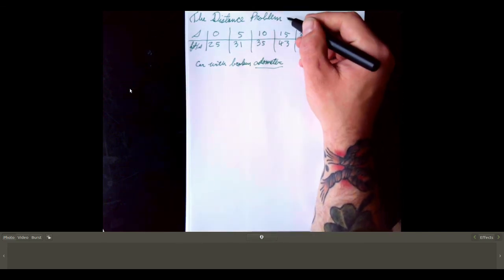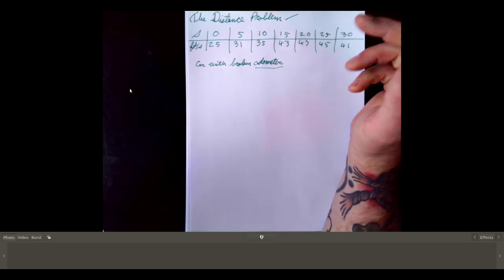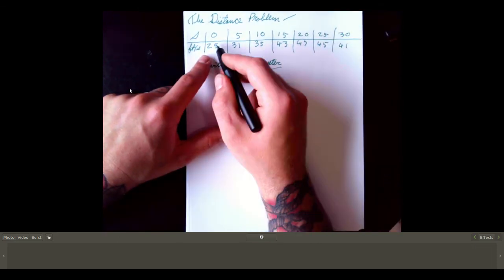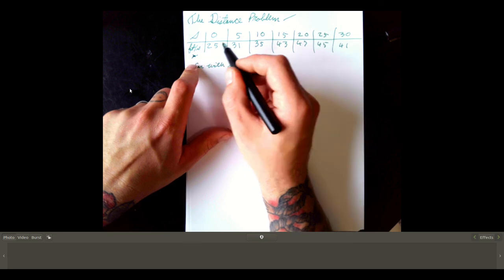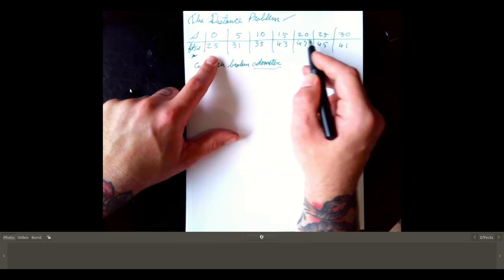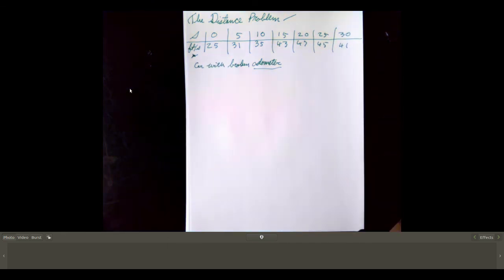But you want to get an idea of how far you've been driving, or how far you've driven over a certain length of time. And so you recorded your speed in feet per second at different times. Every 5 seconds you recorded your speed, and you want to figure out how far you traveled in that length of time.